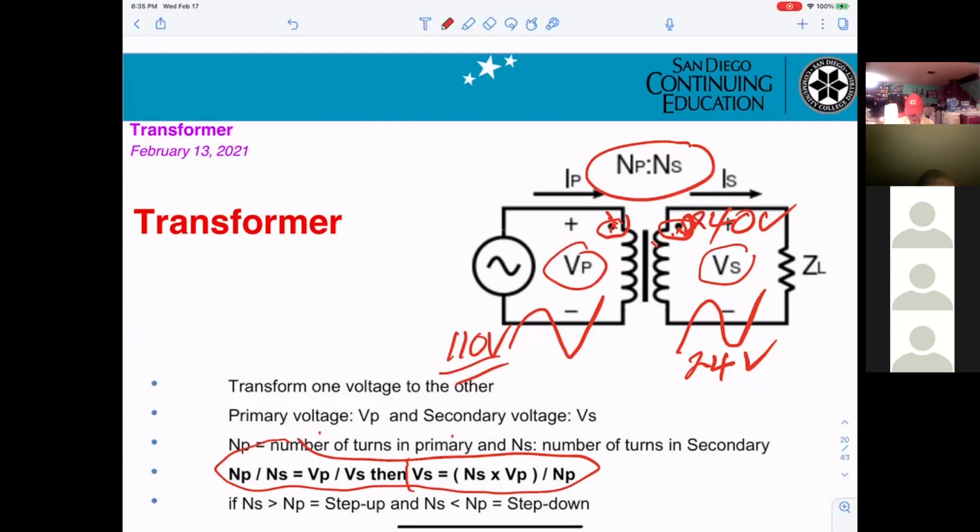Okay. If you see a dot and a dot here, it's only telling you the input and the output will be in phase. Both going up, both going down. However, if you see the dot here and the dot there, that means inverted. Input positive, output will be negative.